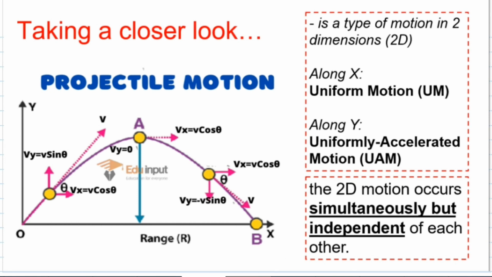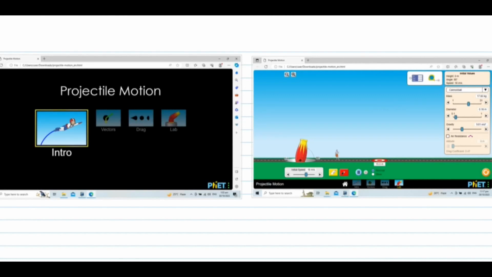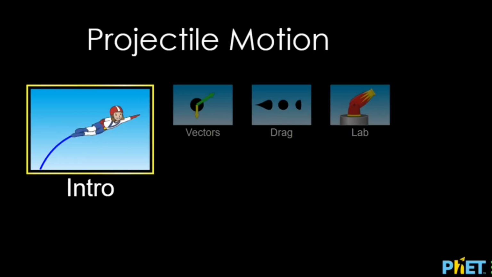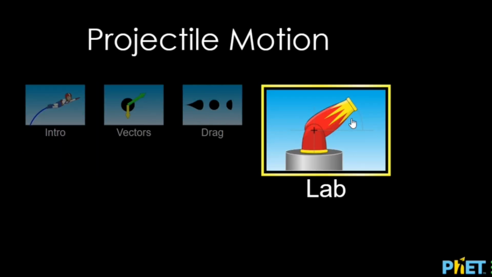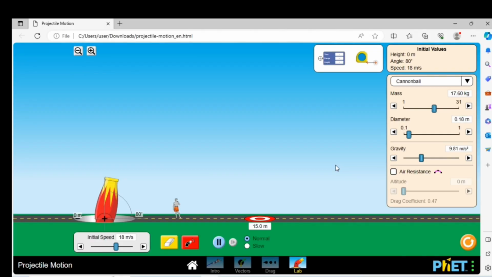Now let's proceed to the next one. So in this part of the lesson, we will be exploring the experimental aspect of projectile motion. We will be using the PhET application. So this application can be accessed even if you are offline. Alright? So we will open the laboratory and we will explore the variables. How do the variables affect the motion of a projectile?